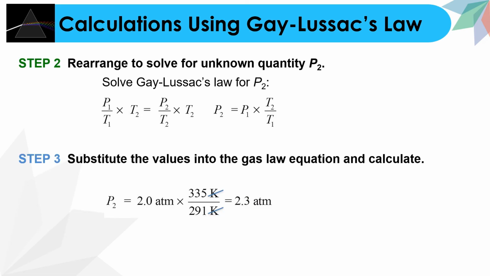So step 2, rearrange to solve for the unknown quantity, or isolve mo yung kanyang formula. You can just use the formulas given kanina. And then of course lastly, substitute the values into the gas laws equation and calculate. And thus, 2 times 335 Kelvin over 291 Kelvin. Cancel out yung the same unit, Kelvin. 2 times 335 then divided by 291. The correct answer now would be 2.3 atmosphere.